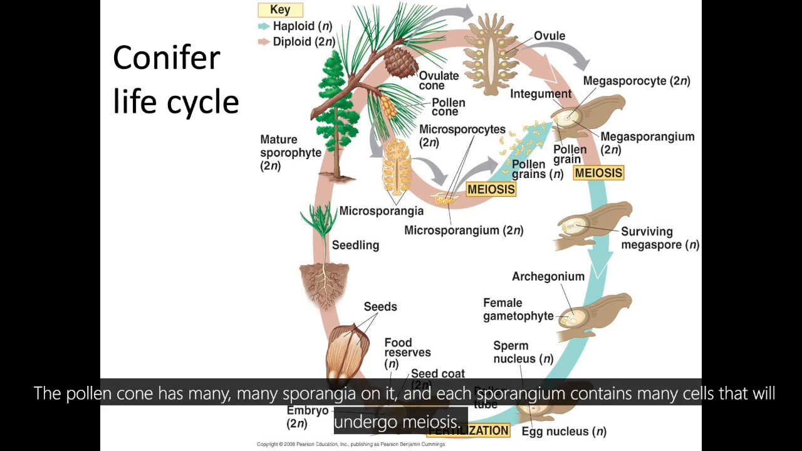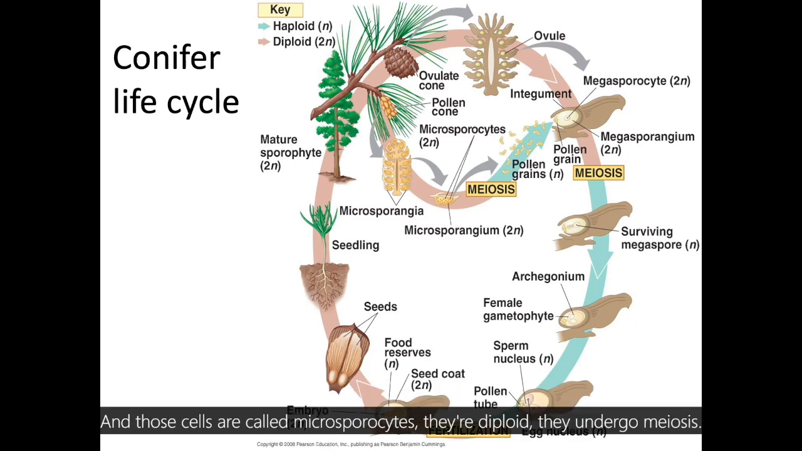So the pollen cone has many sporangia on it, and each sporangium contains many cells that will undergo meiosis. And those cells are called microsporocytes. They're diploid. They undergo meiosis. Each one produces 4 pollen grains. Those are released into the air.